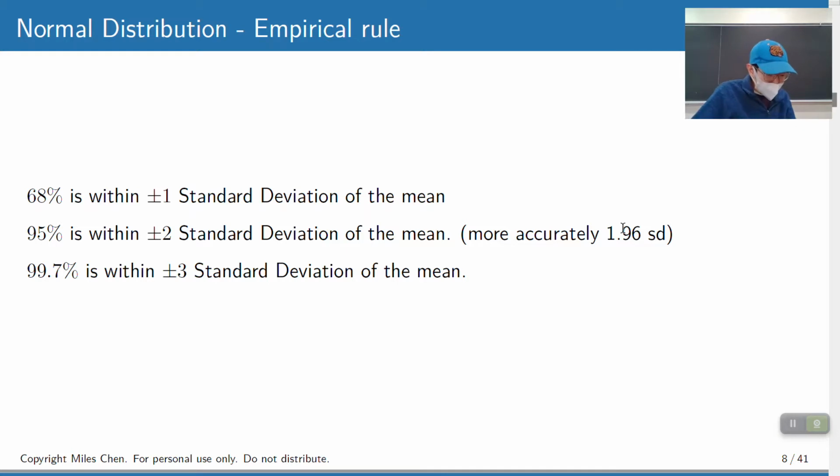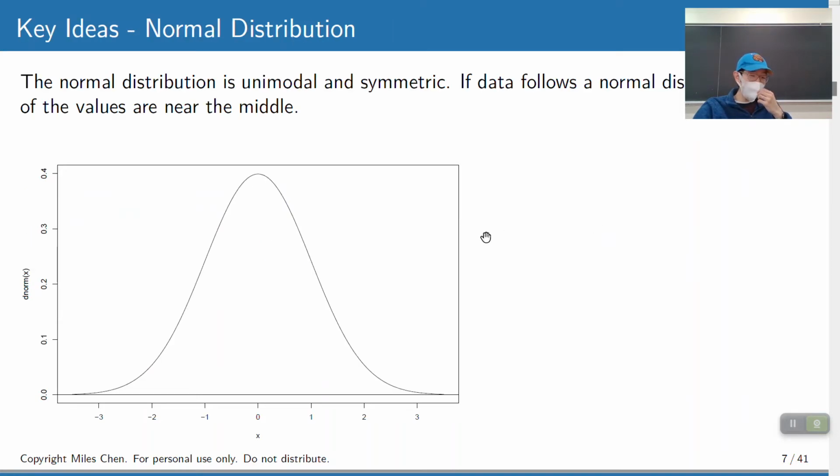The empirical rule says that you can get around two-thirds, 68%, within one standard deviation of the mean. So here, this is the standard normal. This marks one standard deviation above and one standard deviation below the mean, and that's going to cover around 68%.